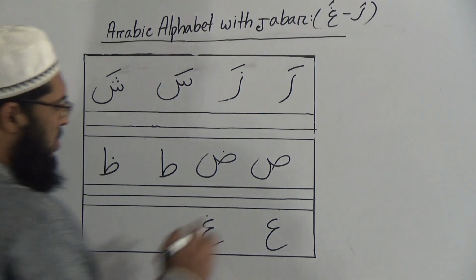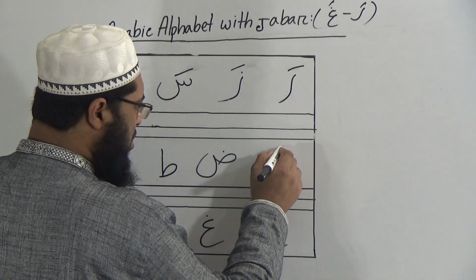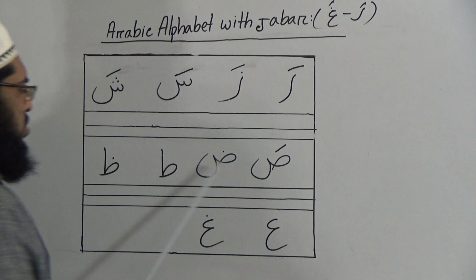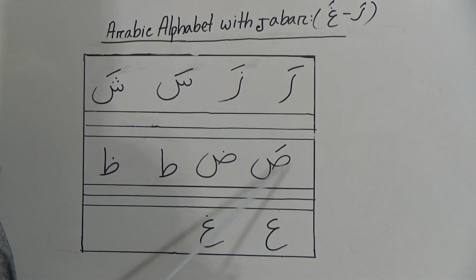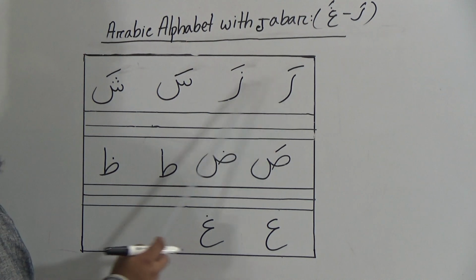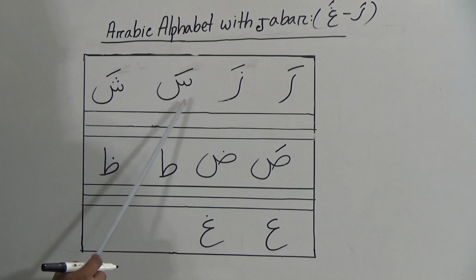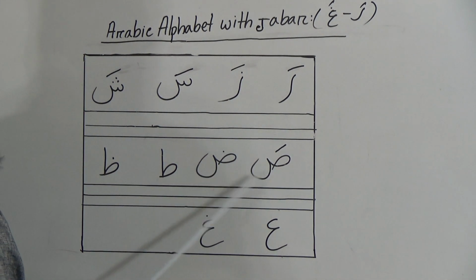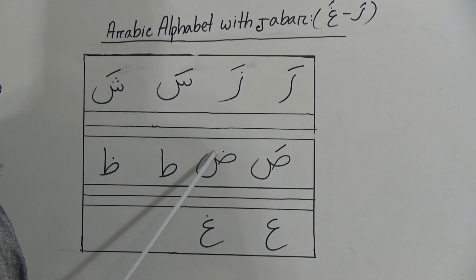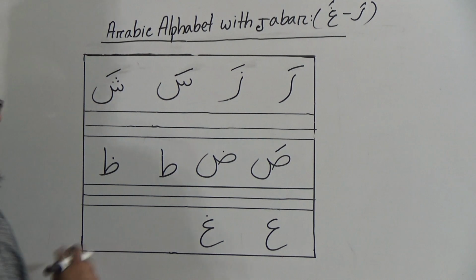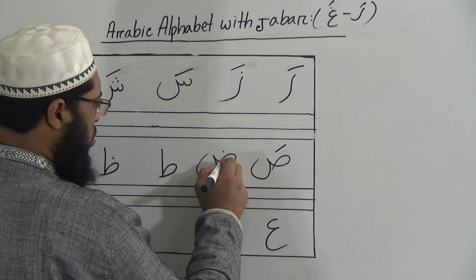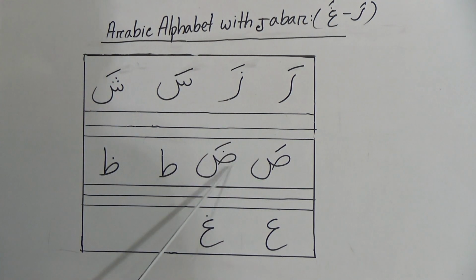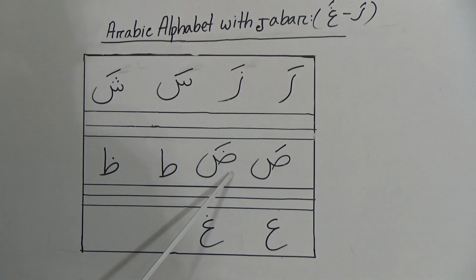This is Swat. We have to put a Jabar over the Swat. Now it is Swat Jabar Swa. Now this is Duat. My dear students, look at the board. Ra and Za have the same shape, but Za has a drop. Sin and Shin have the same shape, but Shin has 3 drops. Swat and Duat have the same shape, but Duat has a drop. Now we have to put a Jabar over the Duat, and this is Duat Jabar Da. Swat Jabar Sa, Duat Jabar Da.